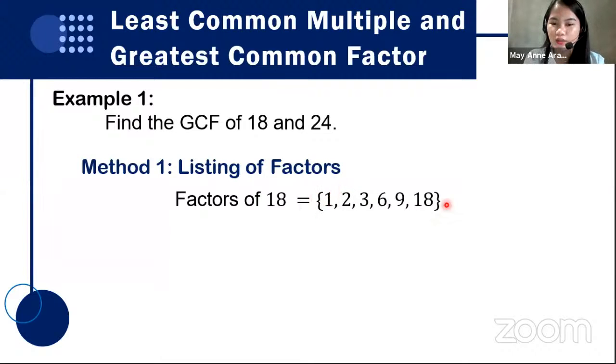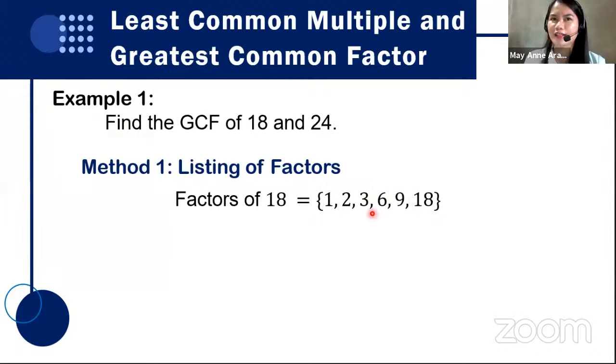1, and you will write the other factor dun sa may last part. Next, 2. Is 2 divisible by 18? Yes. So mayroong kapartner si 2 do. So which is 9. So you will write again 9 dun sa left side ng 18 or before 18.